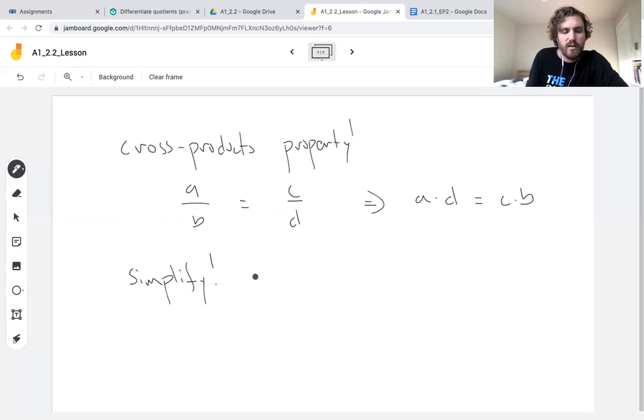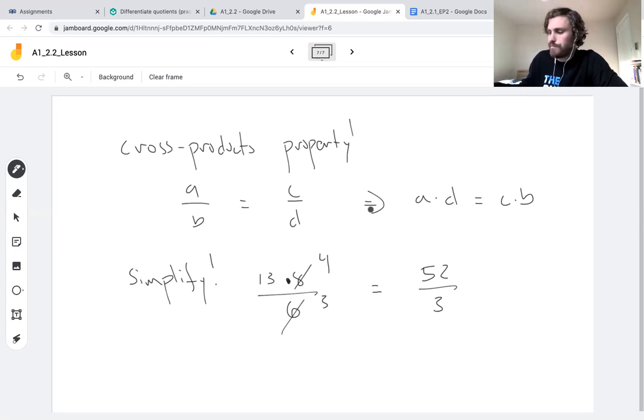If you have something like 13 times 8 divided by 6, you can divide this by 2 and get 4, divide that by 2 and get 3. And since this is multiplied, we can simplify in that way and make our lives a little bit easier. 4 times 13 is 40 plus 12, 52 divided by 3 is some number. So you can simplify and then make your life a little bit easier. So I think that's it.